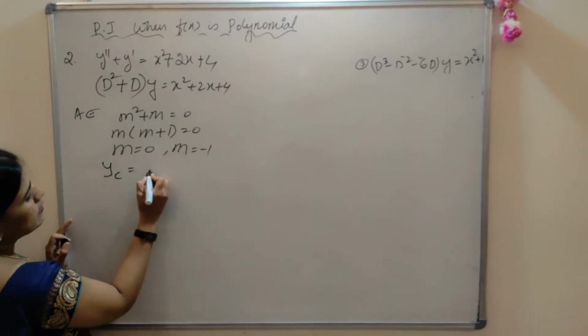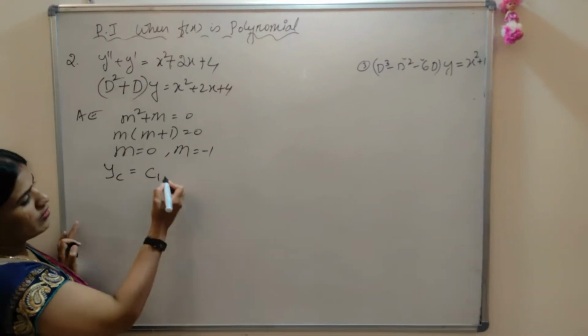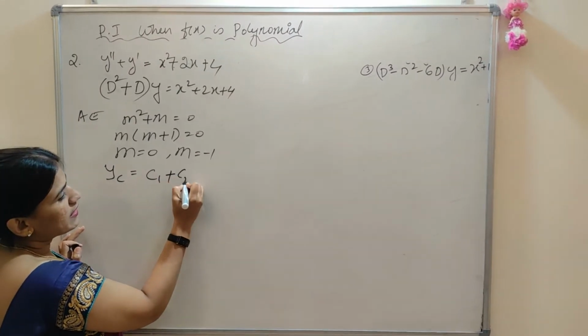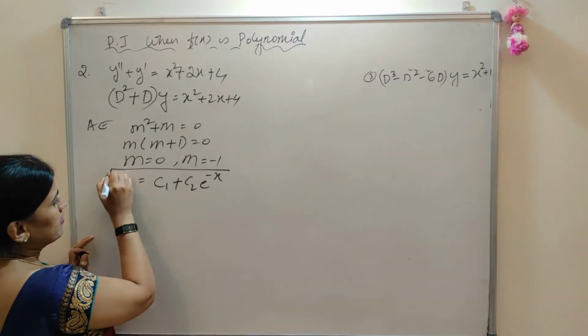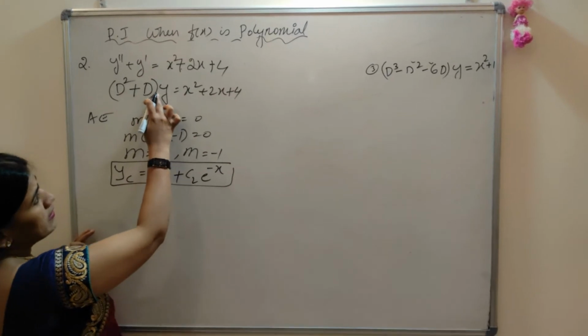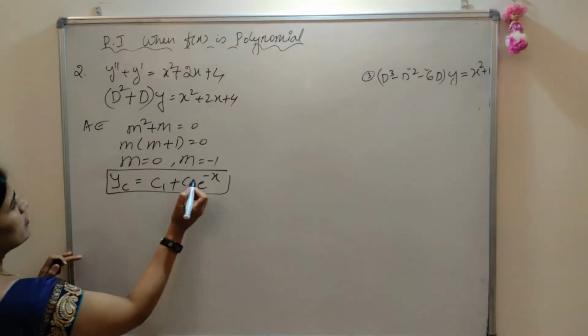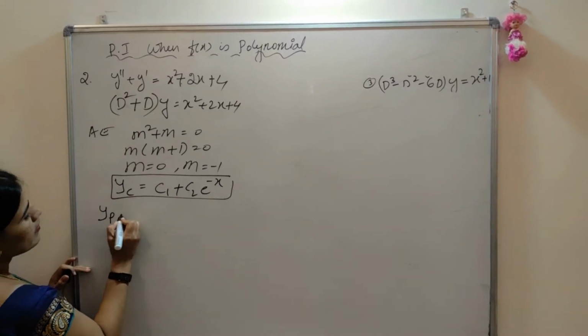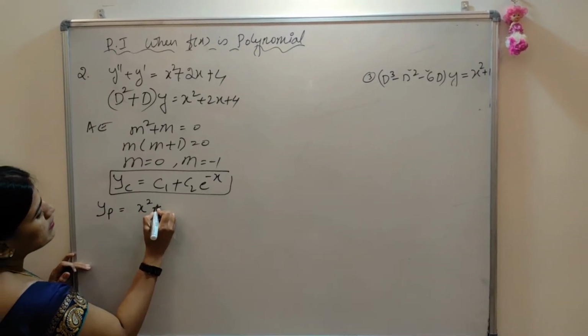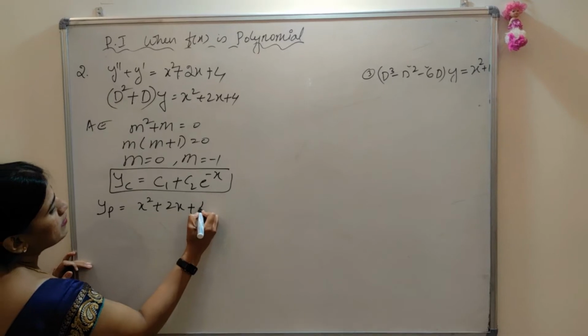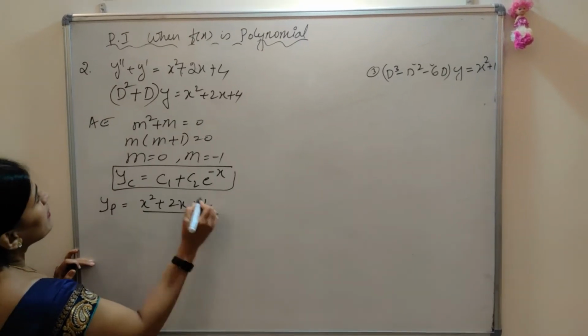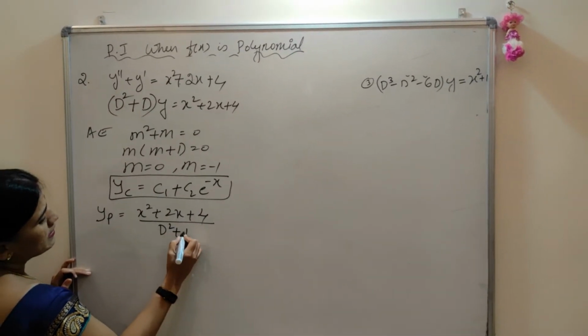So yc is equal to c1 e power 0x, so it is c1 only, plus c2 e power minus x. Okay. Whenever there is no constant term in the equation, it's very easy to factorize. So after this, yp. yp is equal to (x square plus 2x plus 4) divided by (d square plus d).